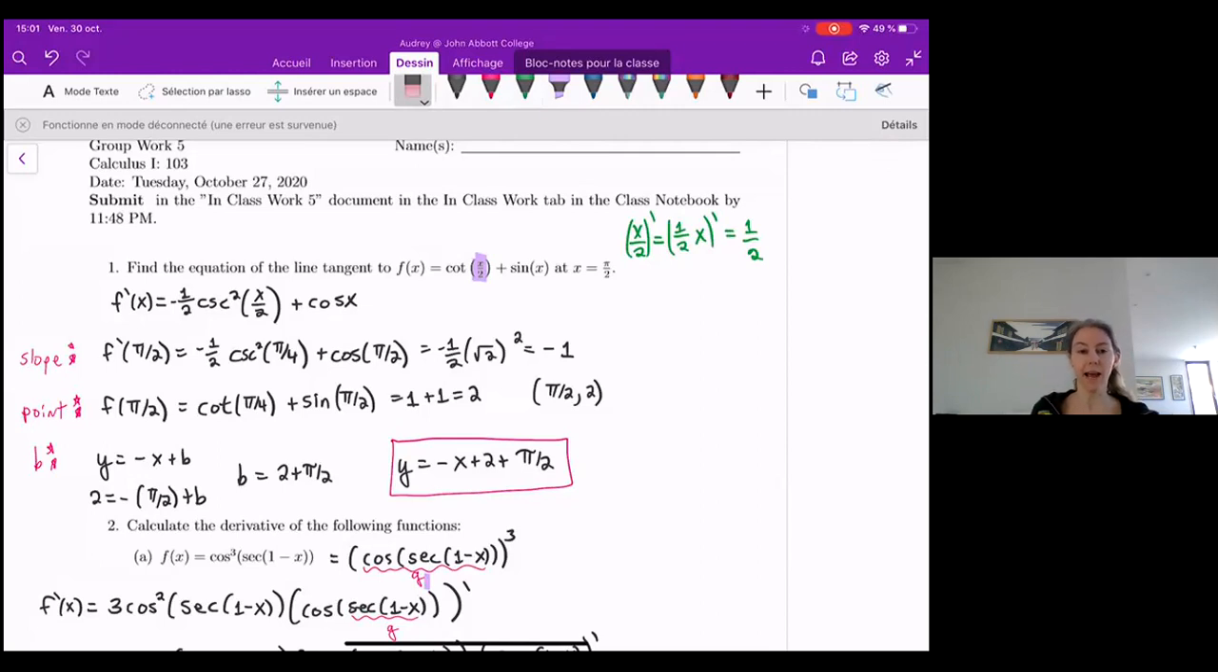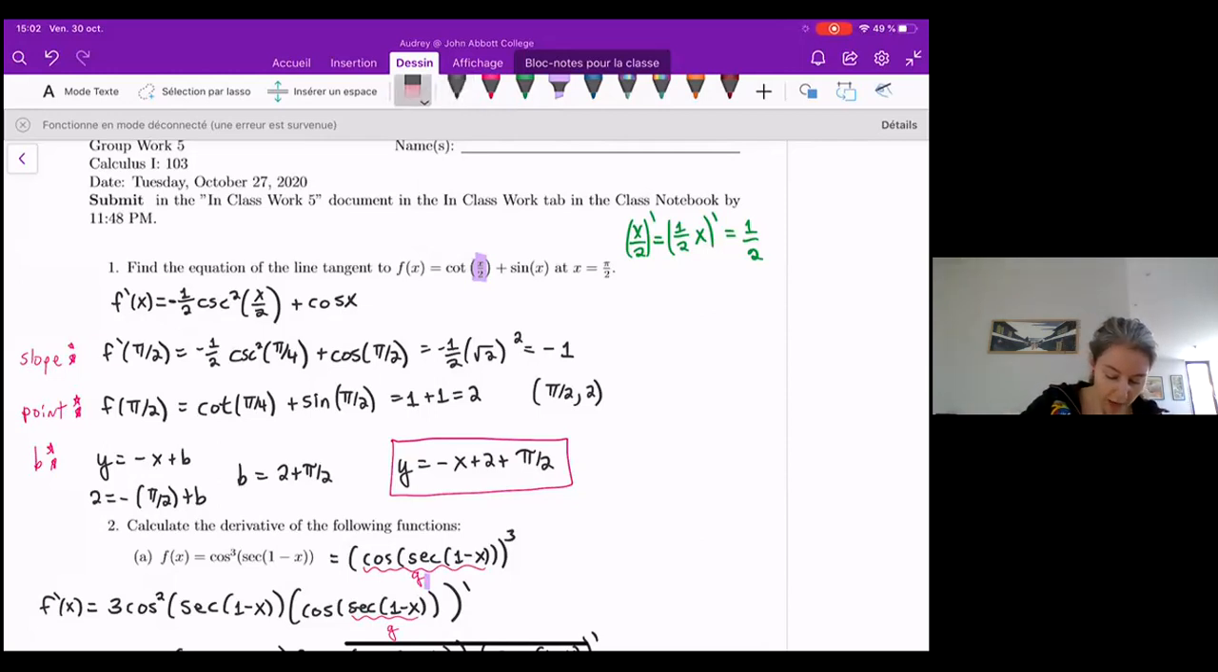So with that said, when I'm doing the derivative of cotangent x here, I have a chain rule. The derivative of cotangent is negative cosecant squared, and then I have to multiply by that 1/2 on the outside, or I can multiply by it at the end because I'm doing the chain rule. The derivative of sine is just cosine, no chain rule is needed there.